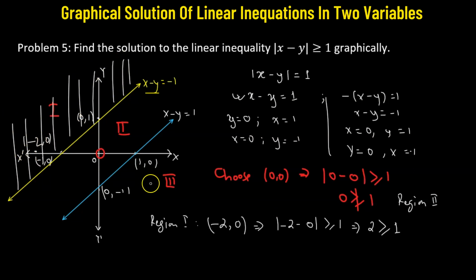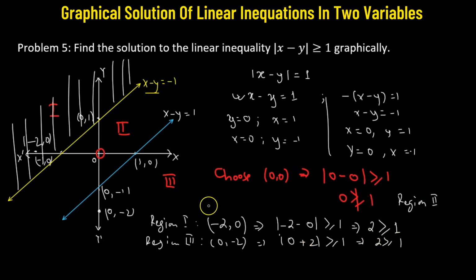Then we are going to come to region number 3. So we'll choose a point which is lying in region number 3. Let's choose this particular point, which is 0 comma negative 2. So we'll substitute into this inequality. Here we have absolute value of 0 minus negative 2, so that's positive 2 greater than or equals to 1, and this is also giving us a true statement. So we can say region number 3 is also a part of the solution. So here we have the solution, which is region number 1 and region number 3.